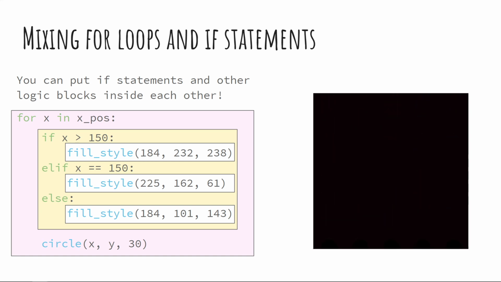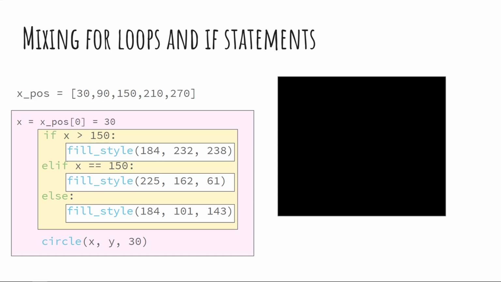And the way that that works, if we step through it, is we can think of it as x position. We have our x position list up at the top. So the first time around, x is x position at 0, so it's 30. We enter in and we check, is it greater than 150? No. Is it equal to 150? No. So then we fill with our magenta and we draw our circle. Then we go back to the top of the loop and we use the next value, in this case x position at 1, and that is 90.